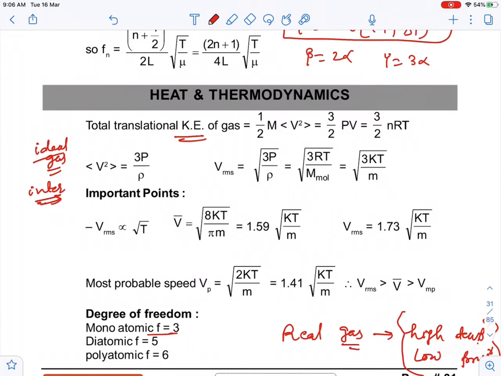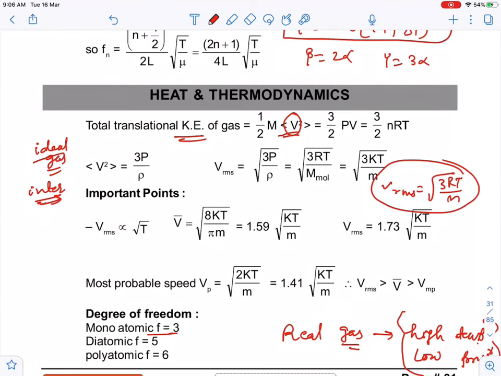Now guys, one thing you have to keep in mind, kinetic energy is half mv square. But what is this v? So first we will calculate this velocity. The RMS velocity in kinetic theory of gases is under root 3RT by M. This one formula only you should keep in mind, guys.